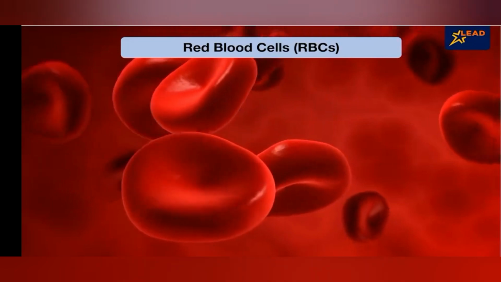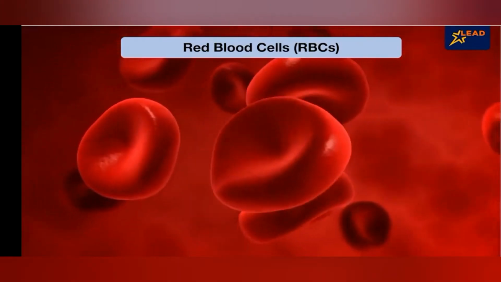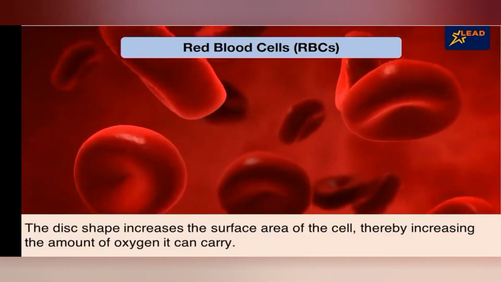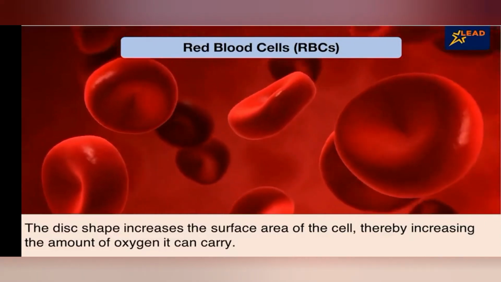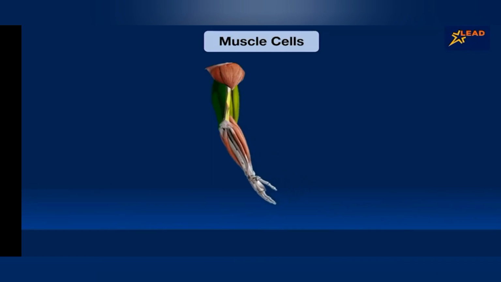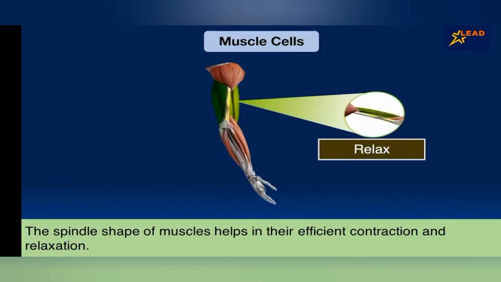Red blood cells are disc-shaped and their main function is to transport oxygen and carbon dioxide in the blood. The disc shape increases the surface area of the cell, thereby increasing the amount of oxygen it can carry. Muscle cells are thin, long and spindle-shaped. The spindle shape of muscles helps in the efficient contraction and relaxation.